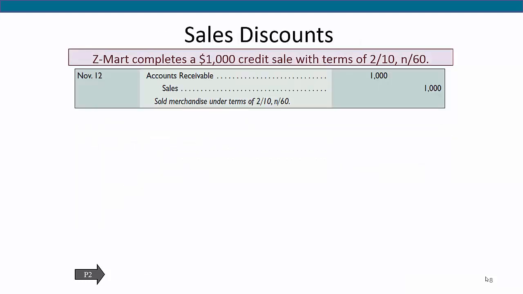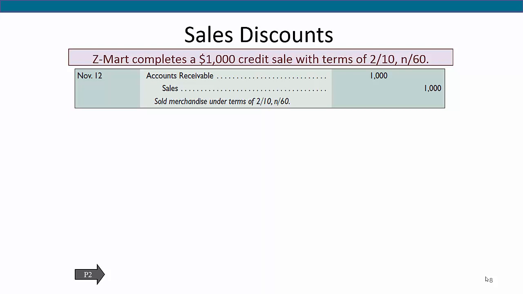Sales discounts on credit sales decrease the delay in receiving cash and may reduce future collection efforts. At the time of a credit sale, a seller doesn't know whether a customer is going to pay within the discount period and take advantage of the discount. So this means a seller usually does not record a sales discount until a customer actually pays within the discount period. Now let's look at an example.